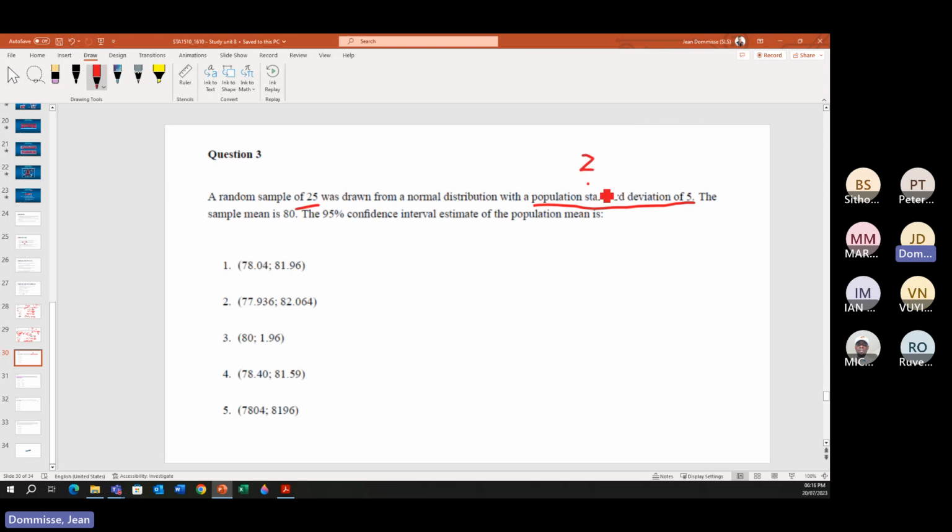First thing then I look for is in my sentence, what is my confidence interval? They tell me it's 95, so I know my Z is 1.96. Okay, so we work with the sample mean of 80.